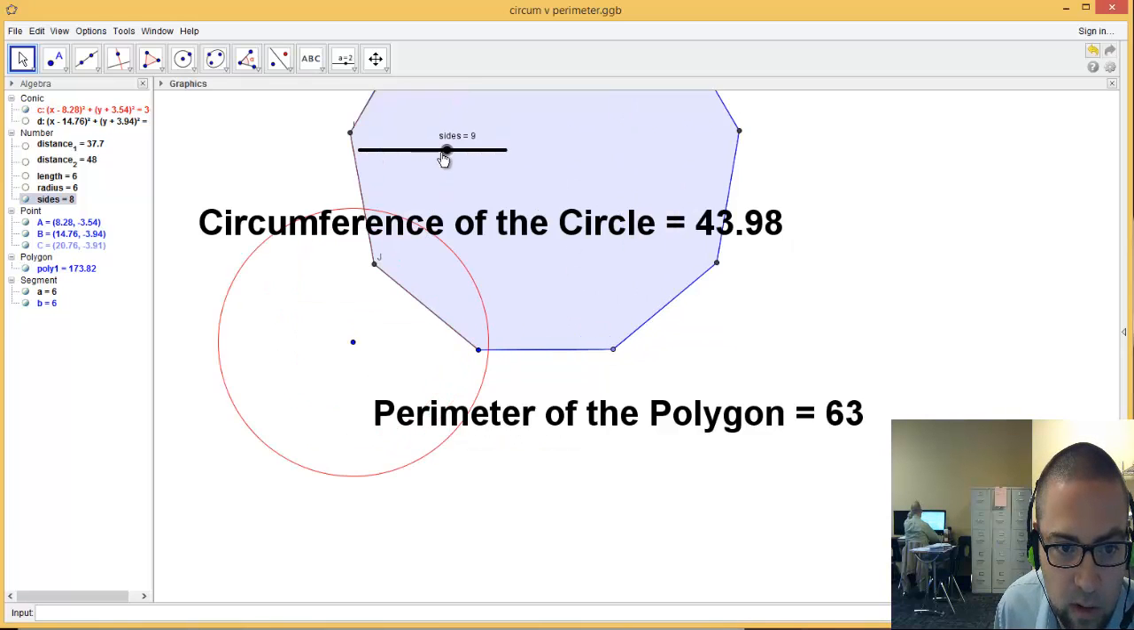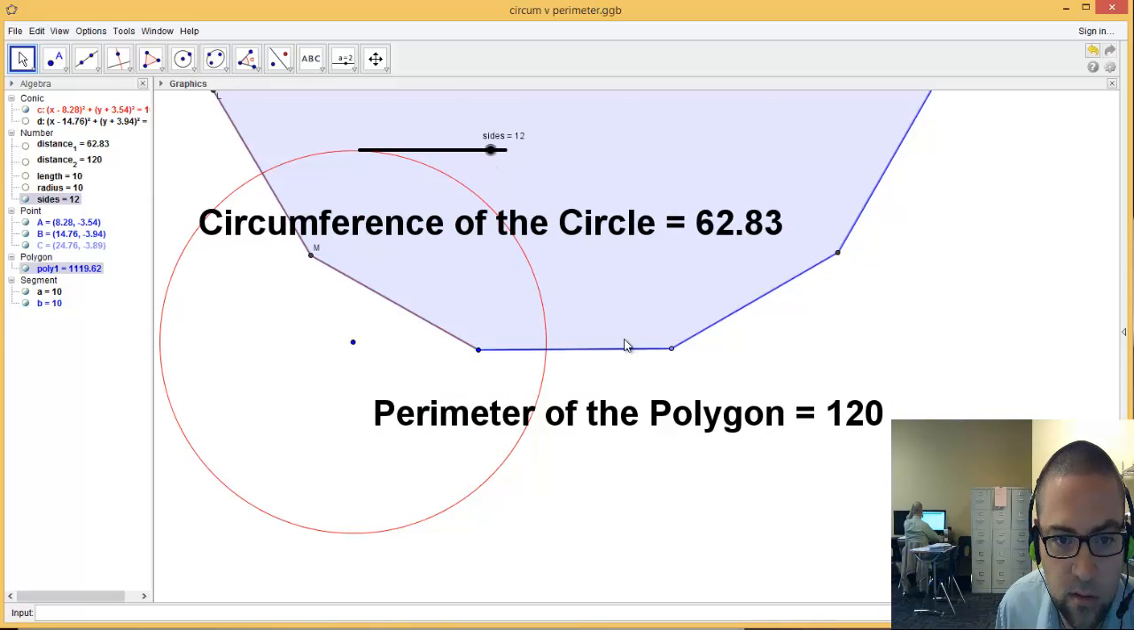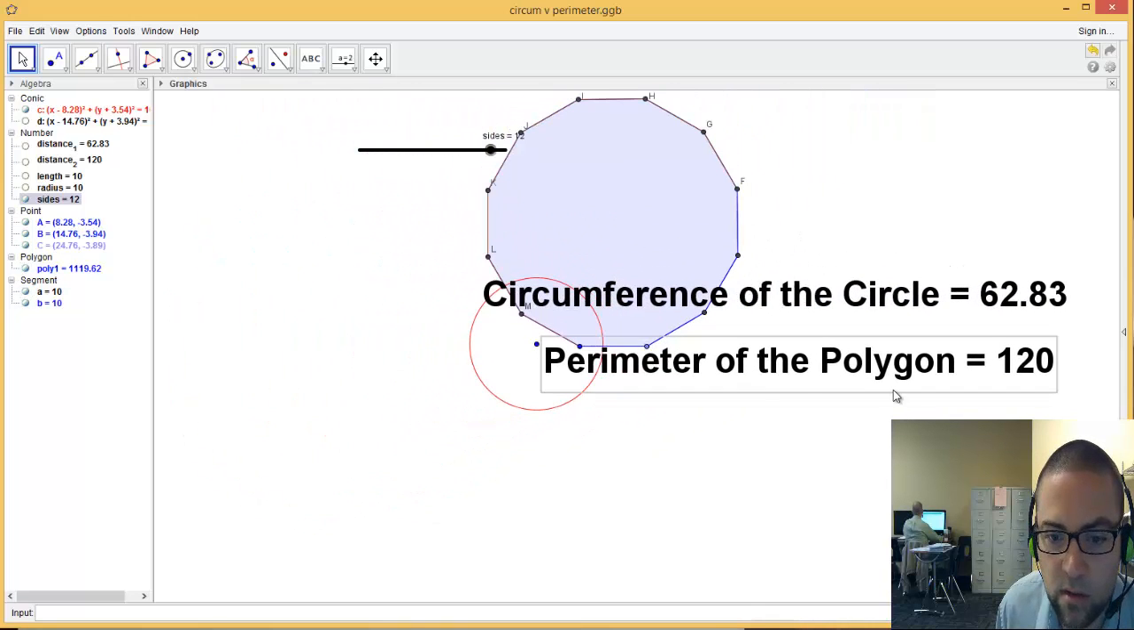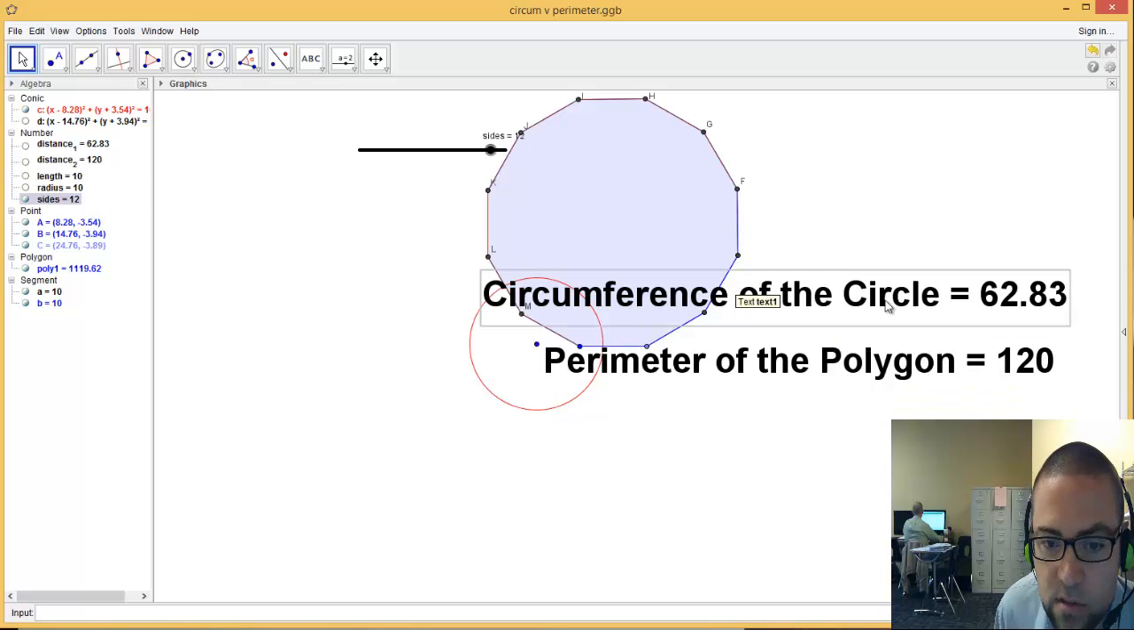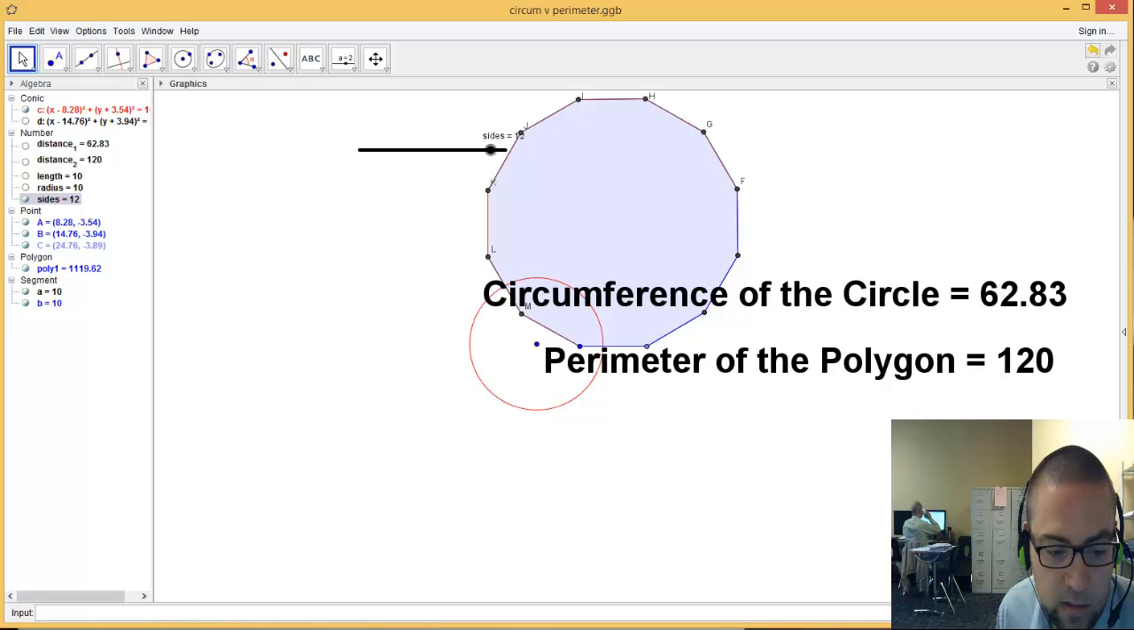And if you keep going, you can see that it gets much bigger. So the perimeter of the polygon, when it's 12 sides and a side length of 10, is 120, versus the circumference of 62.83.